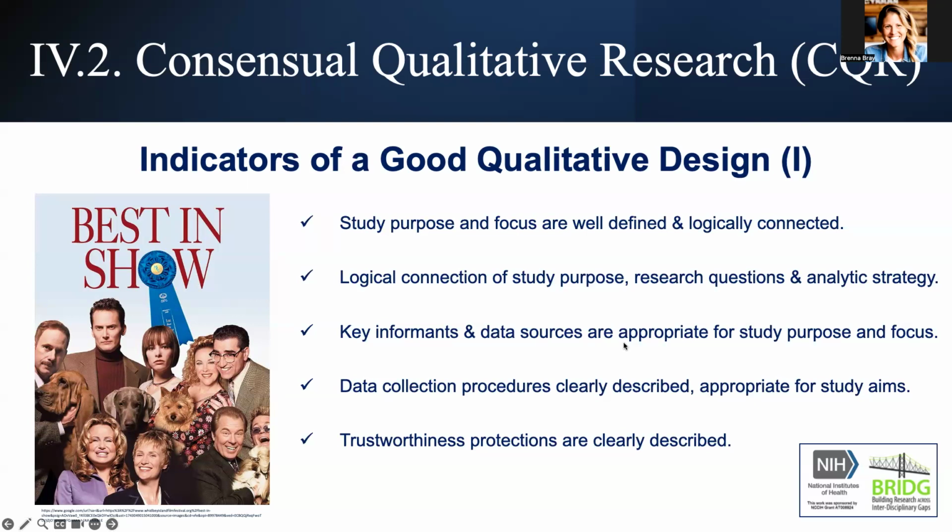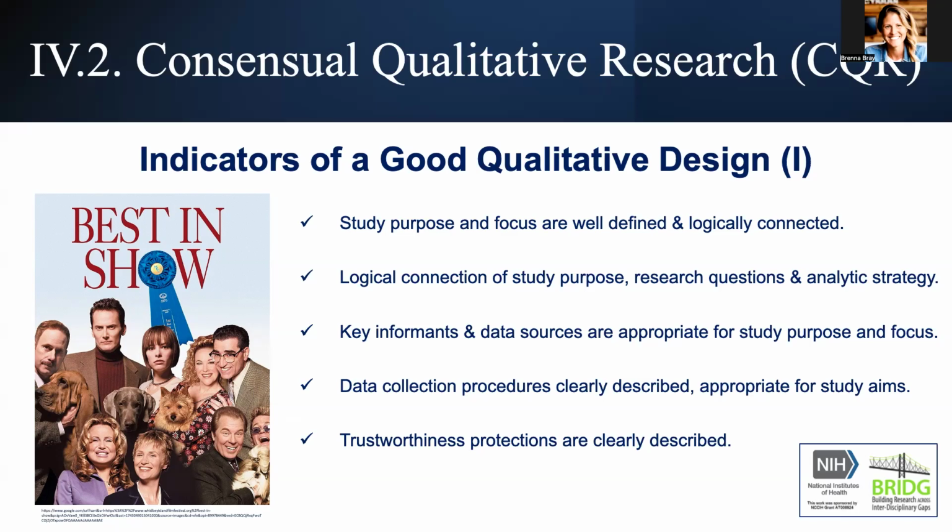Key informants and data sources are appropriate for the study purpose and focus. Now, we might touch on this a little bit in our introduction or background section, but we would also really identify this in our methods section. Why did we choose the informants and the data sources that we did, and how are they linked to our study purpose and focus? Data collection procedures are clearly described and appropriate for the study aims.